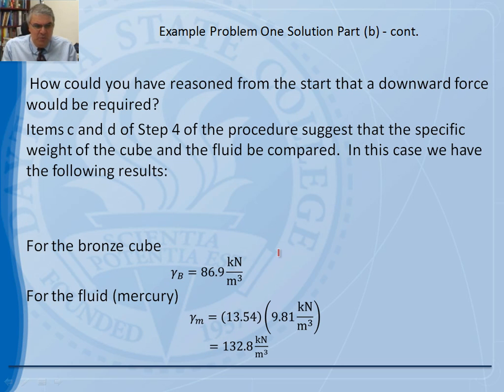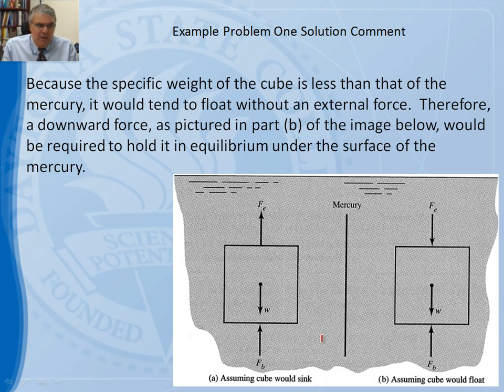And so for the bronze cube, the gamma sub B would be 86.9, and we could calculate that for the fluid, for the mercury. And we see that there are differences between the gamma of the object and the gamma of the fluid that this object is submerged in. In this case, we see that the gamma of mercury is much higher than the gamma of the bronze object. What does that tell us?